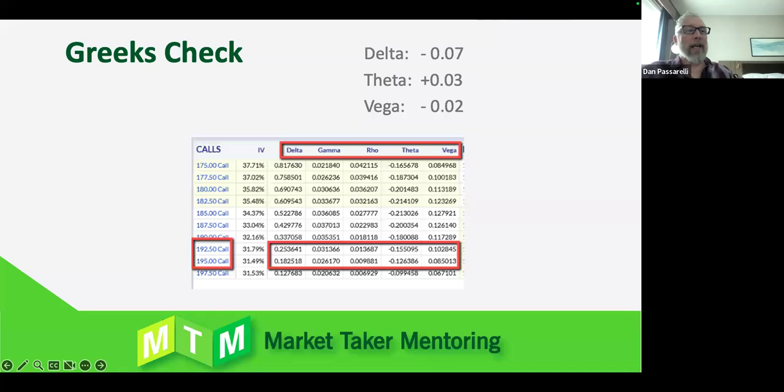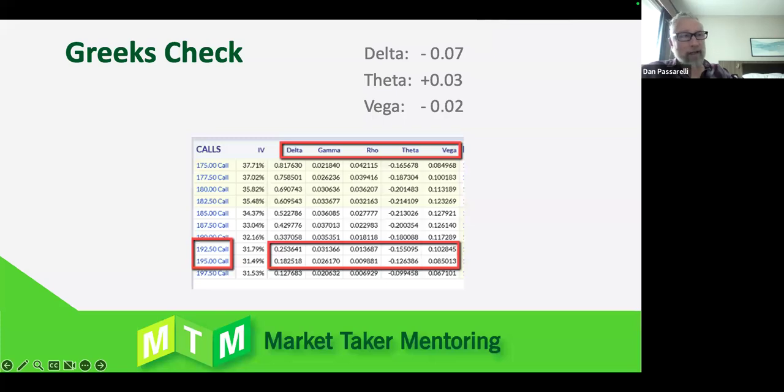Theta, which I really care about because that's really how I'm making my money on this, because I'm selling the 192.5 calls, I'm going to make 15.5 cents a day. Let's call it 15 cents a day. Because I'm buying 195 calls, I'm going to lose 12 cents a day. So I make 15 cents a day, I lose 12 cents a day, I make a net of 3 cents a day.